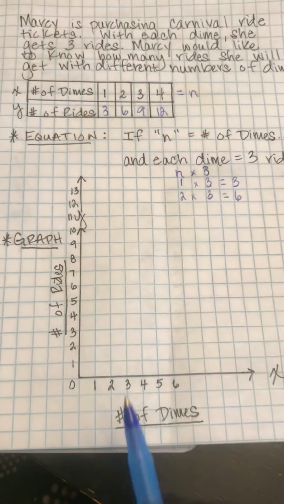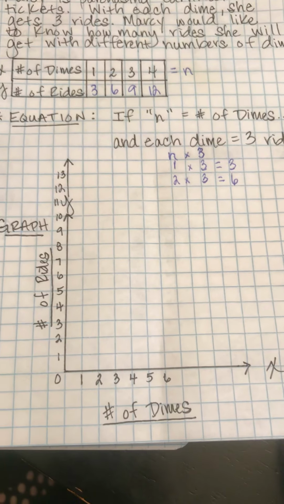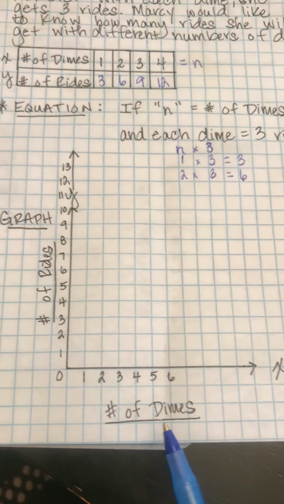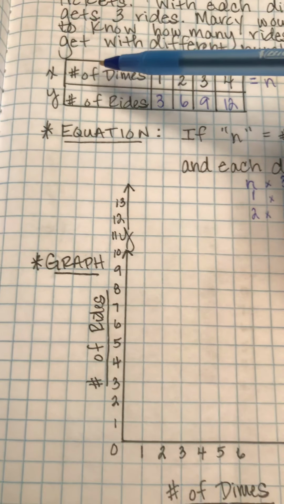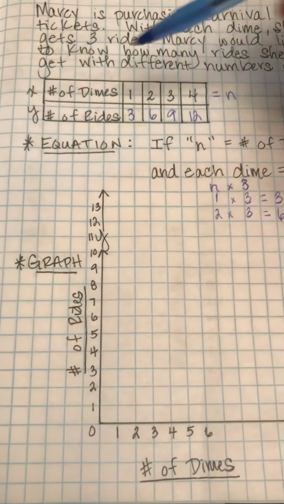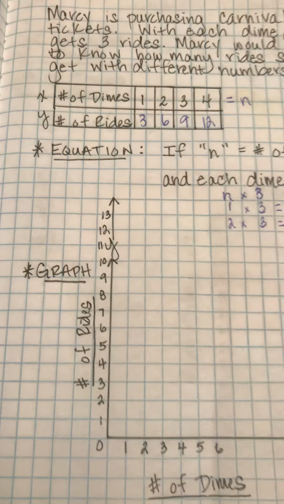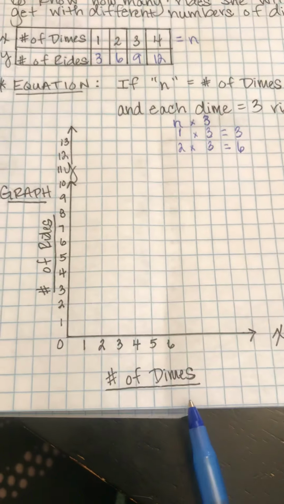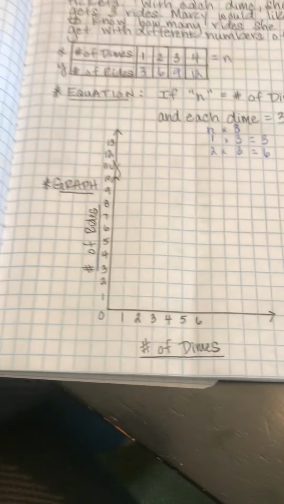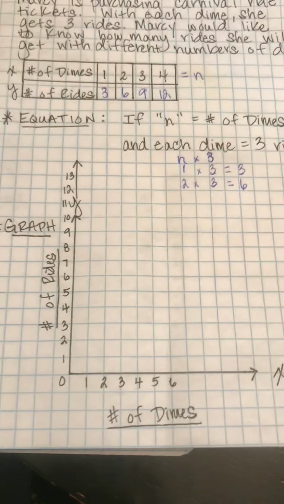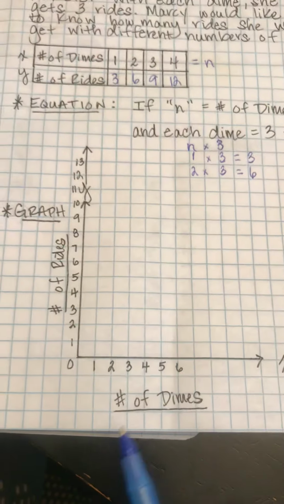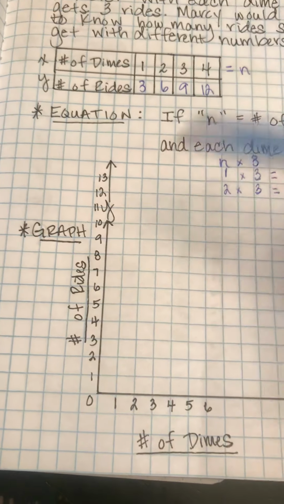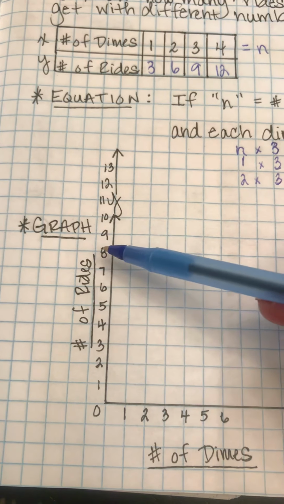So as you can see, I have set up my coordinate plane. I have labeled my axes. So my x-axis is the number of dimes. Normally this first row is going to be your x and the second one is going to be your y. So you have to label your axes. That's part of graphing and that's a really big deal. Otherwise, no one knows what your graph means. So number of dimes is our x-axis and our y-axis is number of rides.